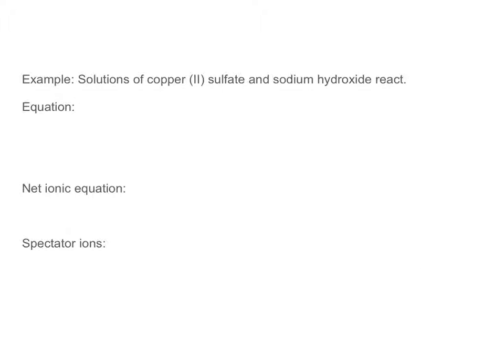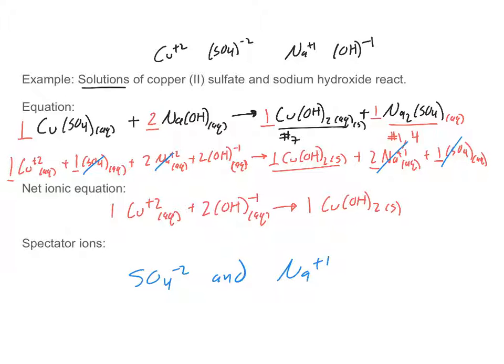So, here we have a solution of copper 2 sulfate, and this is Cu plus 2, and sulfate is SO4 minus 2. And then we have sodium, which is Na plus 1, and hydroxide, which is OH minus 1. Now I'm going to give you a hint, and I'm going to have you go ahead and do this one yourself.